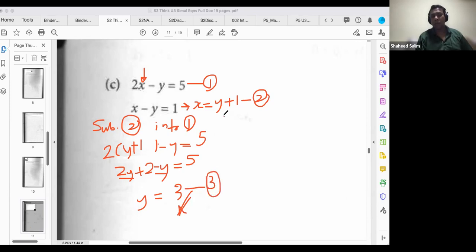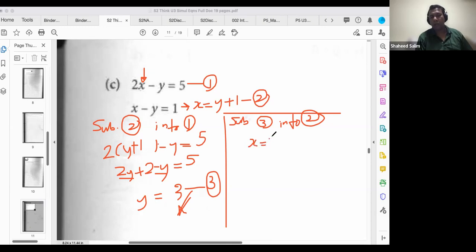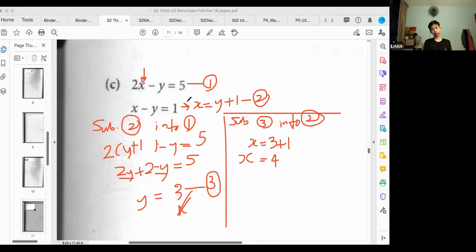Now we substitute equation 3 into whichever you want to choose, 1 or 2. I choose 2 because it is easier. Once I put in the value of y, I get the answer for x. X equals to 3 plus 1. X equals to 4. Let us test the same thing. 4 minus 3 is 1, yes. Then 2 times 4, 8. 8 minus 3 is 5. Can you see how to test also? You can test like that.